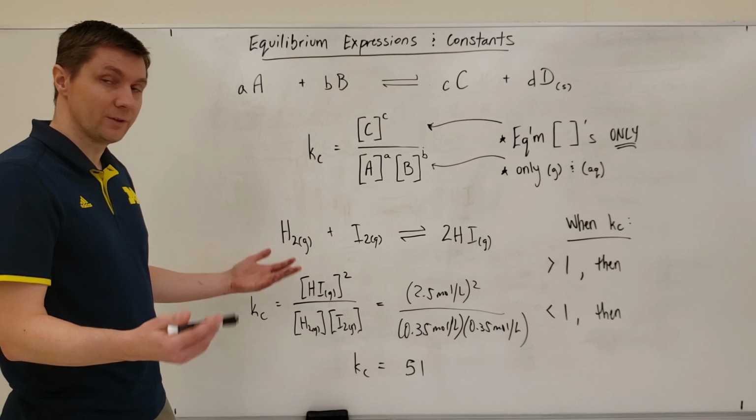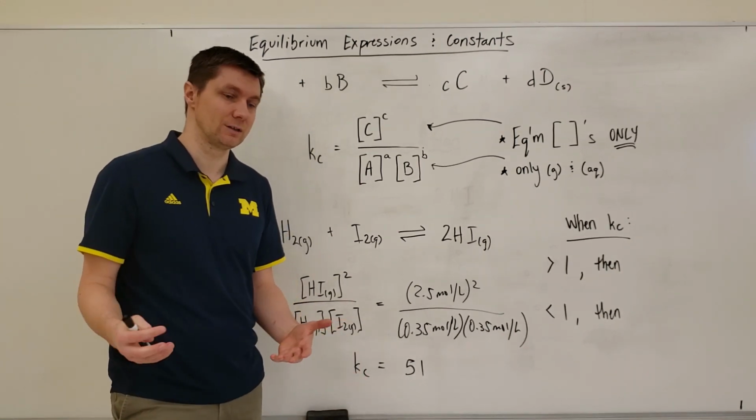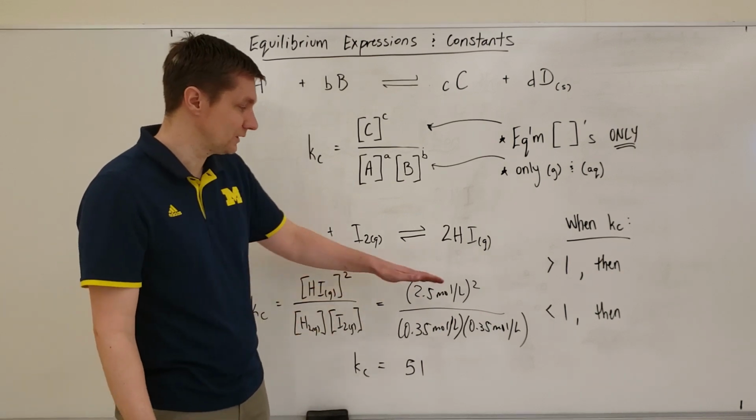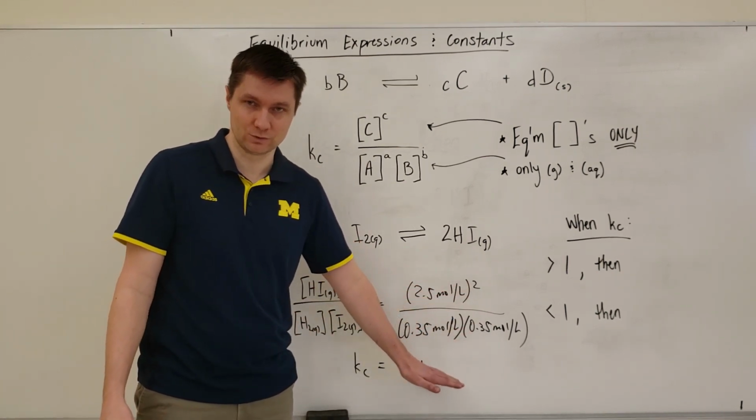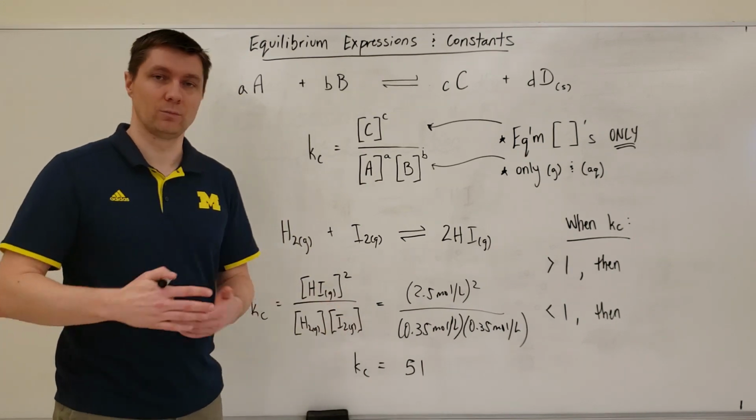And a couple of things to point out. First of all, you'll notice that Kc doesn't have any units. The reason it doesn't have any units is because I'm going moles per liter divided by moles per liter. So those units cancel out, and I'm left with a number with no units.